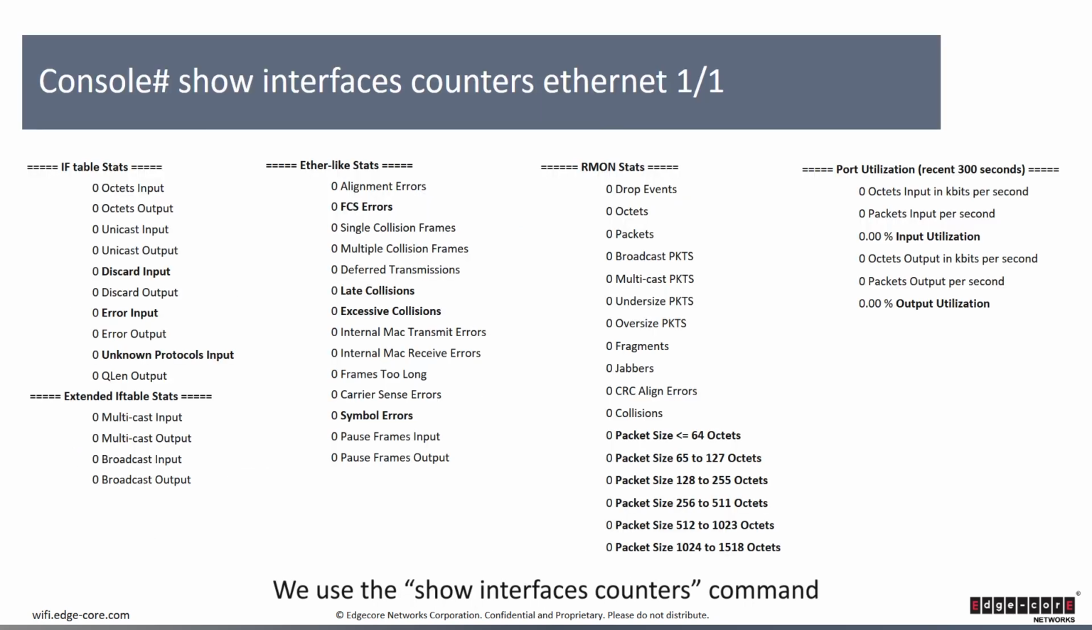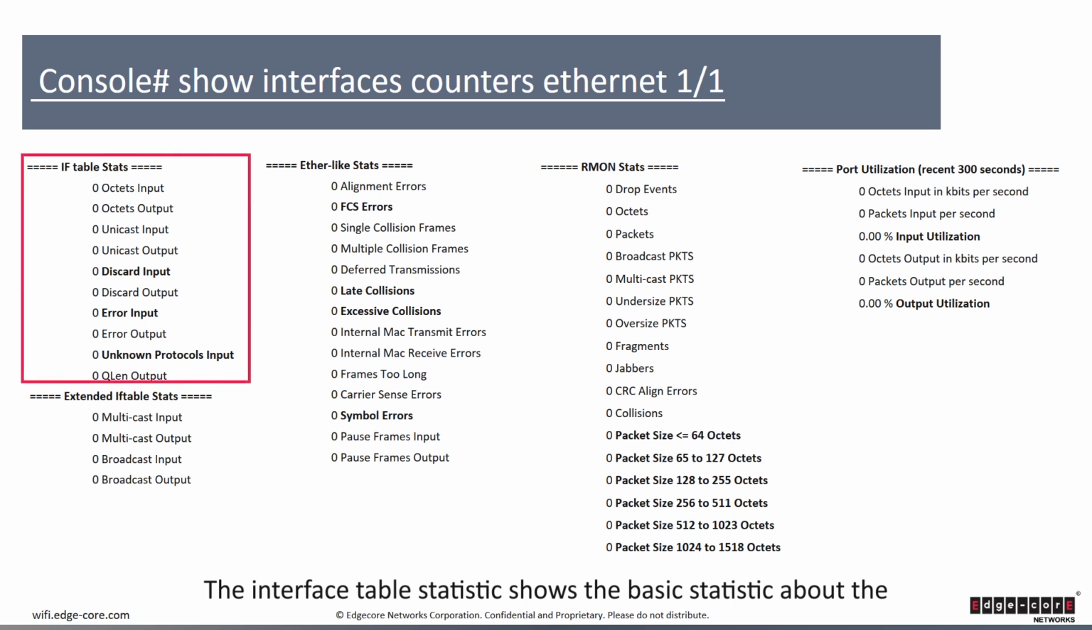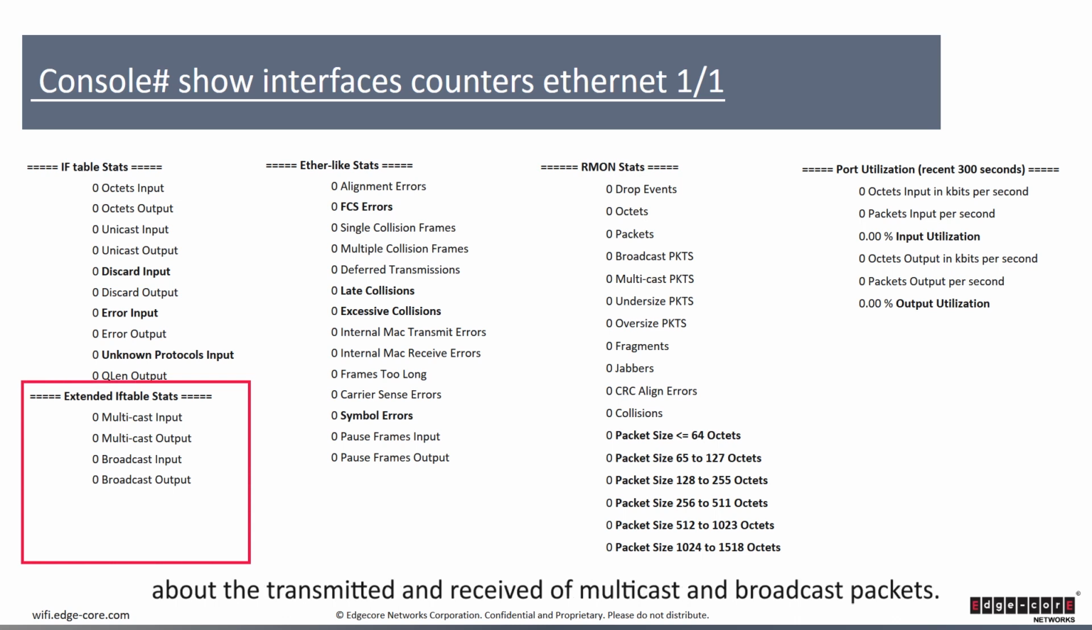We used the show interfaces counters command to check the statistics on port 1. The interface table statistic shows the basic statistics about the input and output of unicast packets and error packets. The extended interface table statistic shows more detailed information about the transmitted and received multicast and broadcast packets.